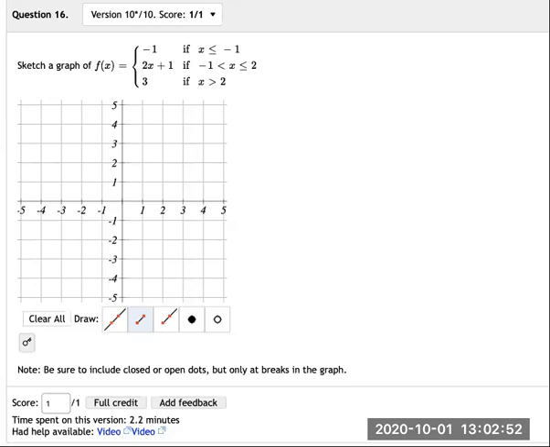Alrighty. A lot of people are struggling with this problem, and I feel confident that most that have asked understand the mathematical concepts, but maybe you're just struggling a little bit with this WebAssign tool. So let me go over how you would do this.